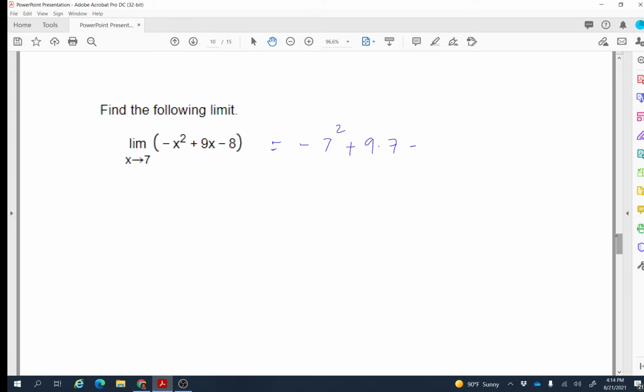9 times 7 is 63, minus 8. So negative 49 and negative 8 is negative 57, plus 63, which is positive 6. So the limit of this polynomial when x approaches 7 is positive 6.